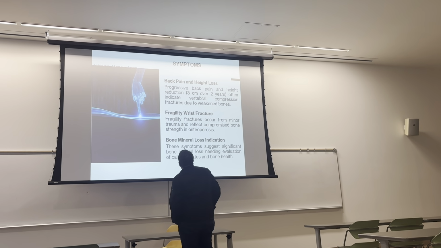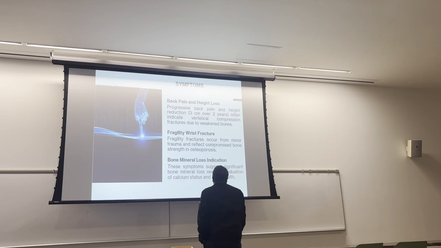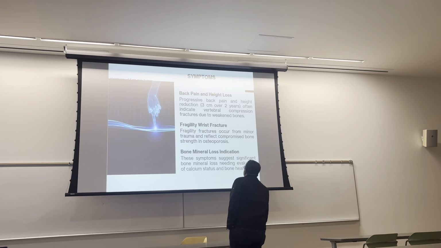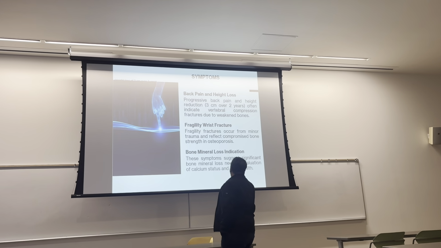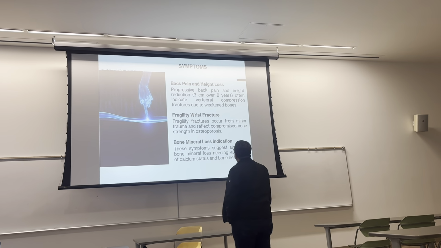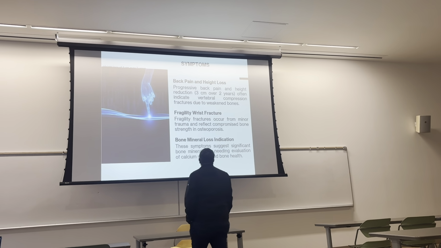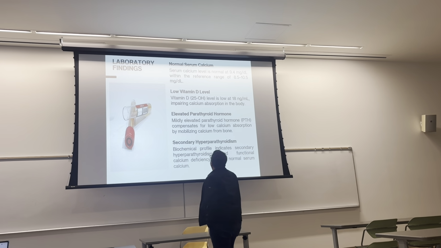Fragility wrist fracture: fragility fractures occur from minor trauma and reflect compromised bone strength in osteoporosis, an indication of bone mineral loss. These symptoms suggest significant bone mineral loss, needing evaluation of calcium status and bone health.